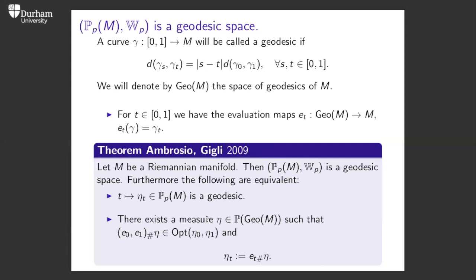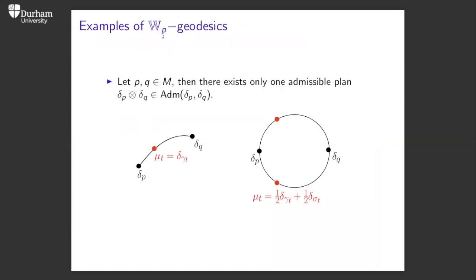Let me give a couple of examples of how geodesics in the Wasserstein space look. At least some simple ones. Take 2 points, p and q on the manifold. It is easy to see that there's only one admissible plan, the product measure. Now the geodesics on the Wasserstein space can look, for example, like this. I can take mu_t to be Dirac deltas supported at a geodesic between p and q. So I'm moving the mass along Dirac deltas.